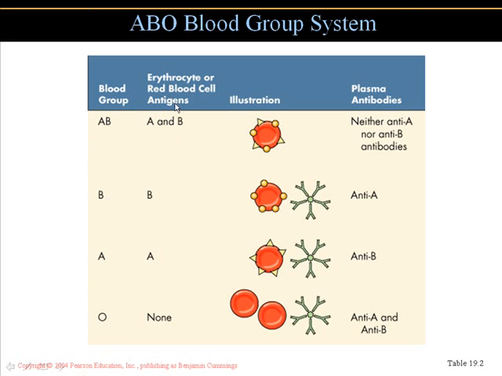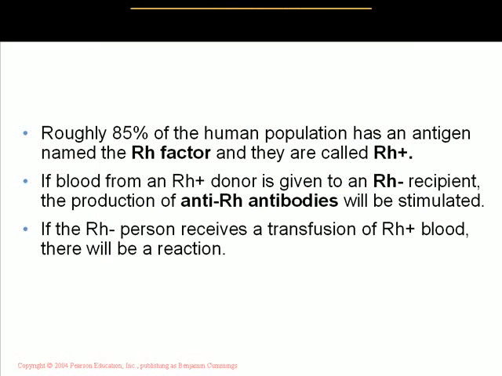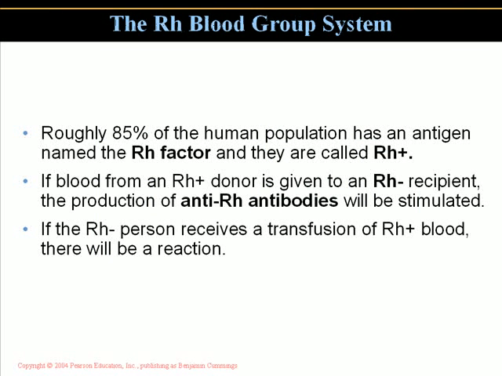Now, the antigens that are on the blood cells: we see A and B, we see B, we see A, and on O we have no antigens. Roughly 85% of the human population has an antigen named Rh factor, and they are called Rh positive. If blood from an Rh positive donor is given to an Rh negative recipient, the production of anti-Rh antibodies will be stimulated.